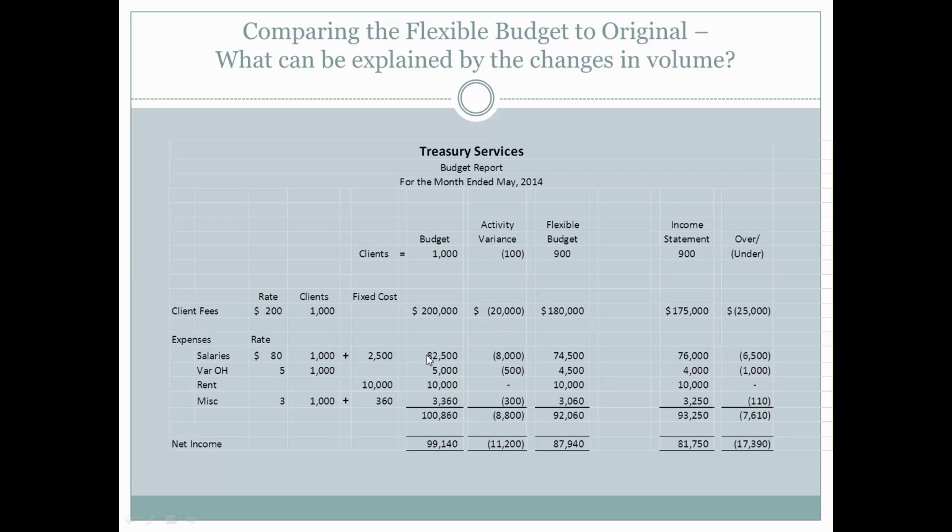And so we would do the same thing for each. We would take the difference between the budget and the flexible budget. Now we see that expenses went down. Now that would be favorable because expenses were lower than expected.